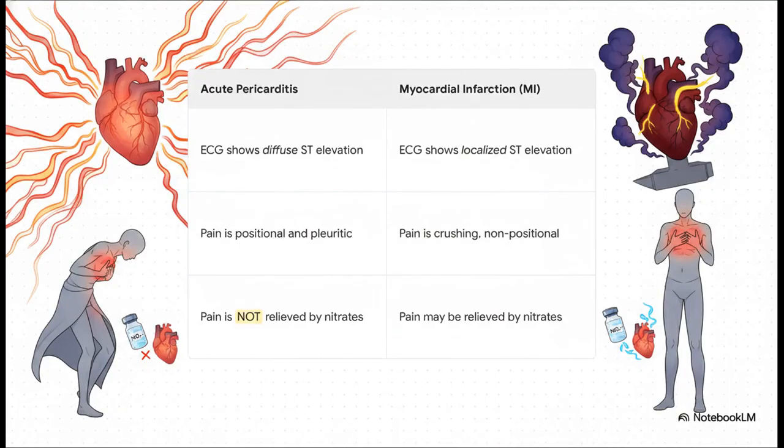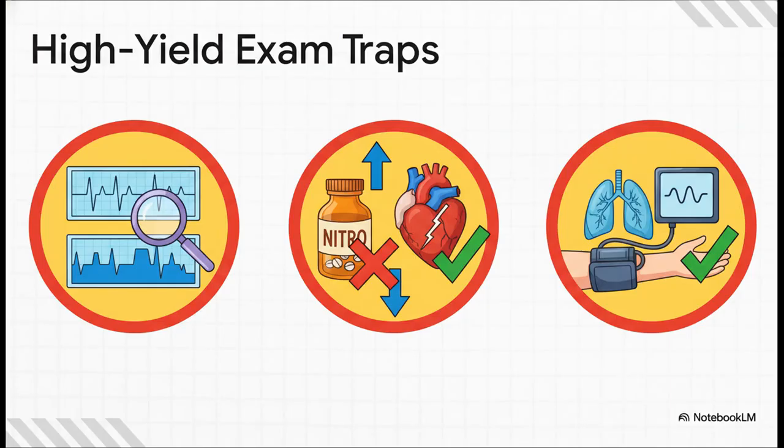Think of this slide as your cheat sheet. Let's drill it. Pericarditis, diffuse ST elevation. MI, localized. Pericarditis, sharp, pleuritic, positional pain. MI, that classic, crushing, elephant on the chest pain that doesn't change when you move. And finally, nitrates might help an MI, but they will do absolutely nothing for the inflammatory pain of pericarditis. Memorize these differences. Let's lock in these high-yield traps right now.